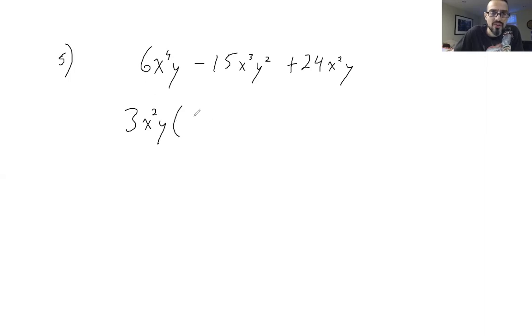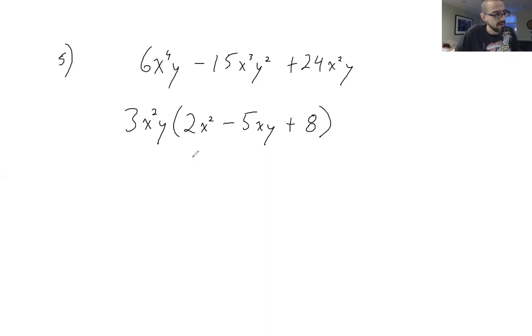3 times what? 6, 2. X times x squared to get that x to the fourth. That's good for this one. Minus 5. X, y, plus 8. And we don't need anything else because the x squared y is there. And that's that.